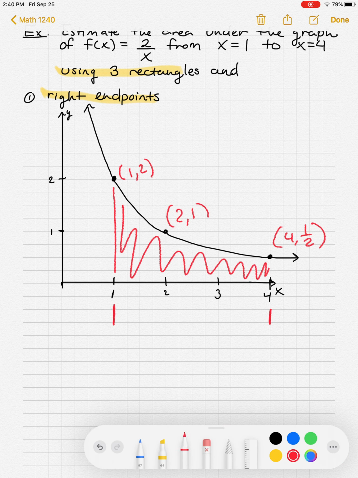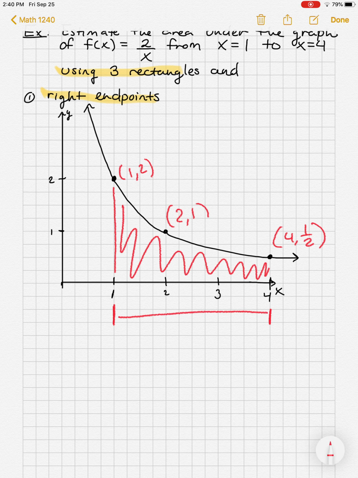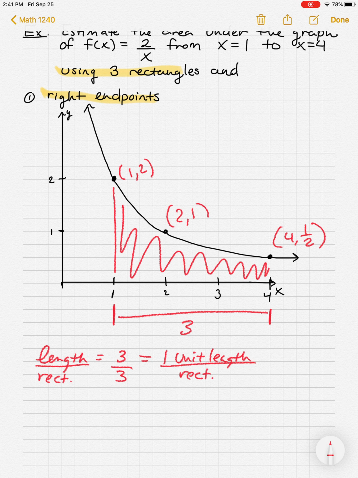So let me see here. What is this total distance? 4 minus 1 is 3, right? So if the length is 3 and the number of rectangles is also 3, then each rectangle is going to have a length of 1 unit. So 1 unit length per rectangle. All I did there to figure that out was find the total length and then divide by the total number of rectangles.